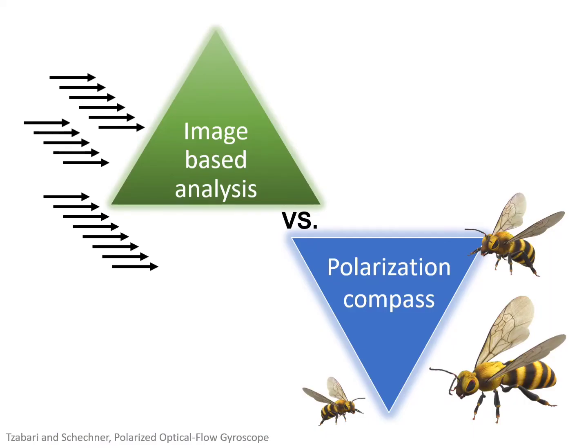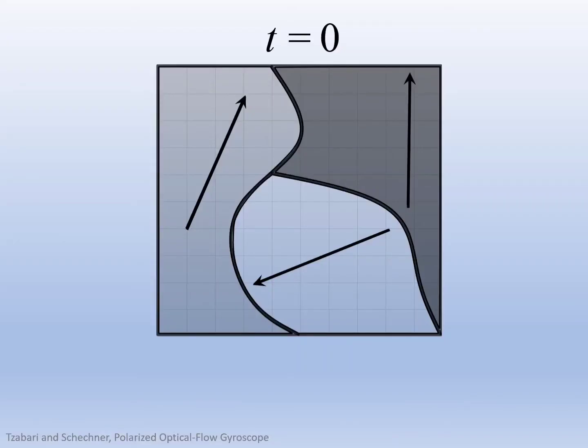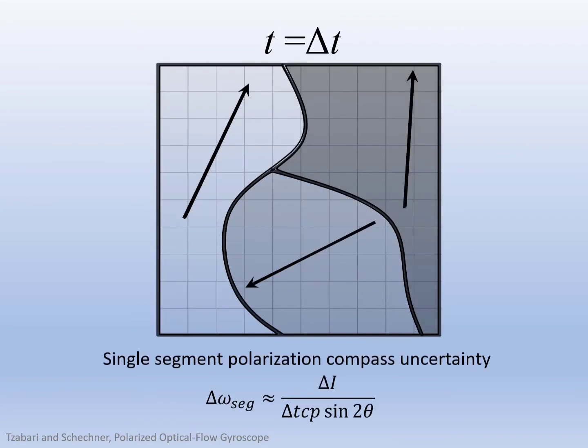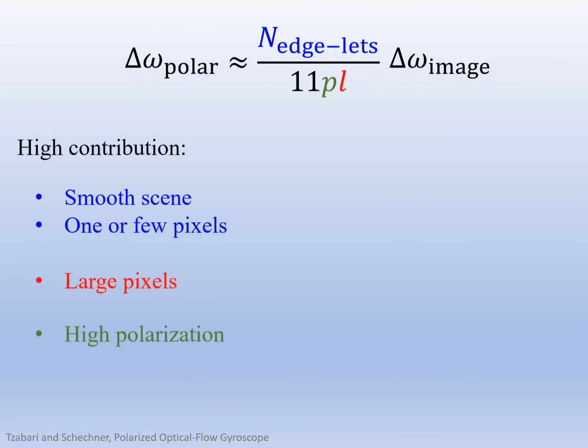Now, let's examine the sensitivity of the polarization compass. Let's deal with polarimetry in spatially uniform regions. Due to rotation during delta t, the intensity of a pixel changes uniformly within a region. Delta I is the resolvable intensity of the pixel. For the full uncertainty, we take into account the total contribution of all segments. We compare the image-based uncertainty of rotation estimation and the polarization compass uncertainty. The relation depends on the polarization and measure of structure and the width of the pixels, L.